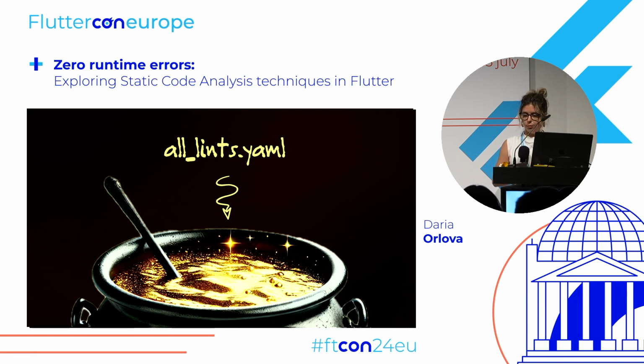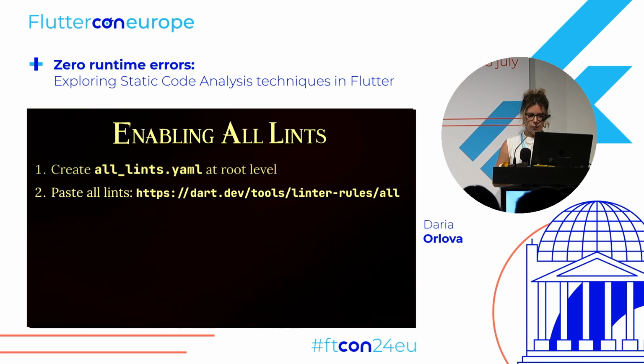Yeah, I like the more explicit approach more because this way you're not missing out on any lint, and you have to understand why you're disabling one lint or another and not just missing it because you did not notice that. So in order to follow this approach, we need to create another file at the root level and call it alllints.yaml and copy paste all of the lints from the official Dart docs website.